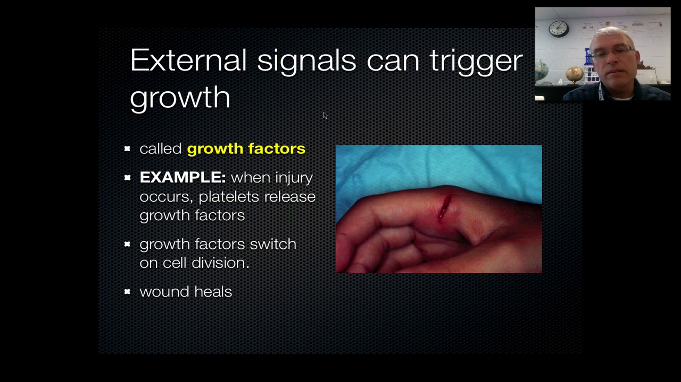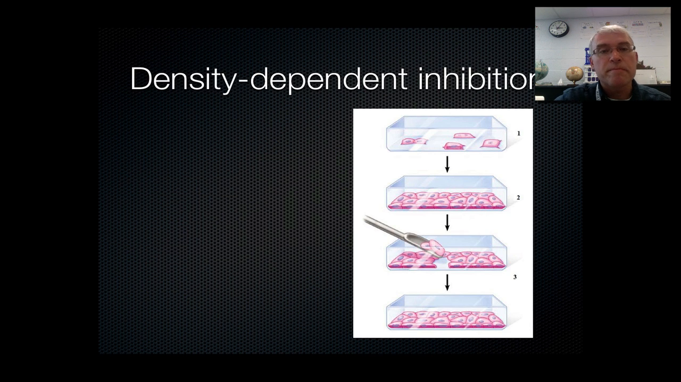An example of this would be signals called growth factors. They're in the cytoplasm and they're released and they trigger a cell to start dividing. For example, there are some growth factors that are released by platelets. So let's say you get a cut on your hand. The exposure of the tissues to oxygen in the atmosphere triggers platelets to release growth factors, which then switch on cell division. And the cells around the wound then start to divide and seal the wound and heal it. The healing process is triggered by growth factors.